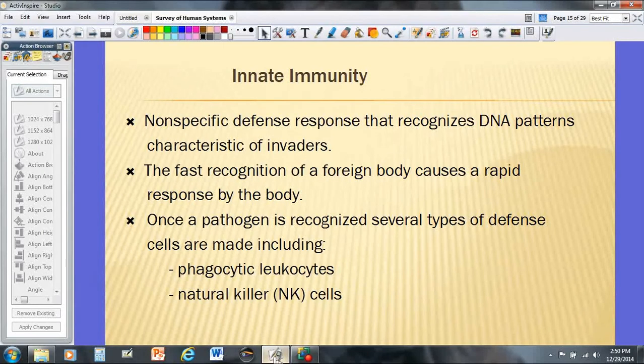The natural killer, or NK cells, will actually attach to that foreign body, that pathogen, get inside it, and force it into the process of apoptosis, basically making the cell commit suicide.